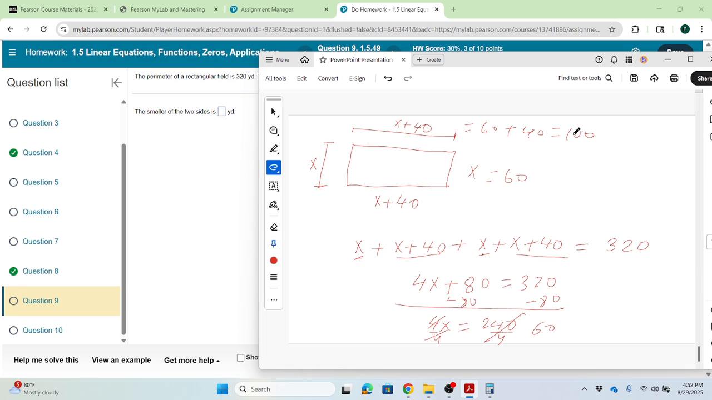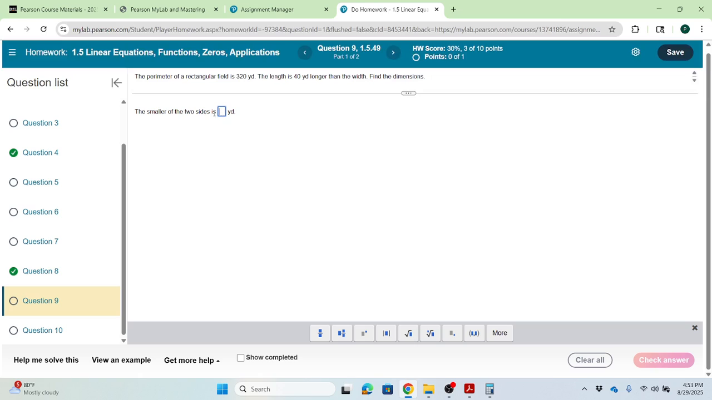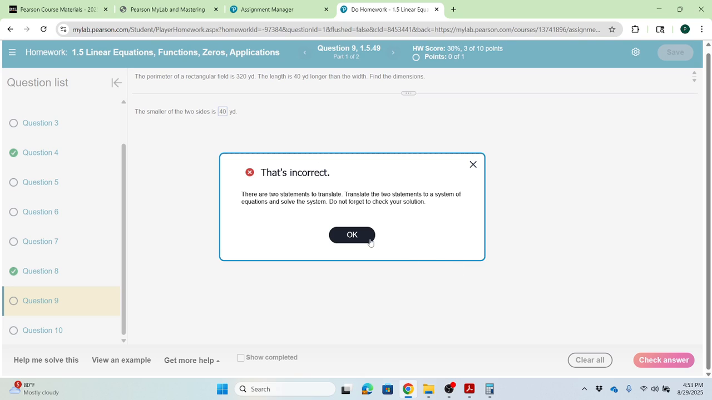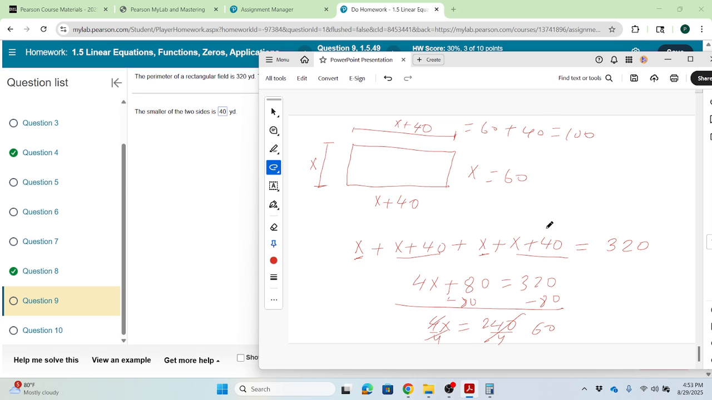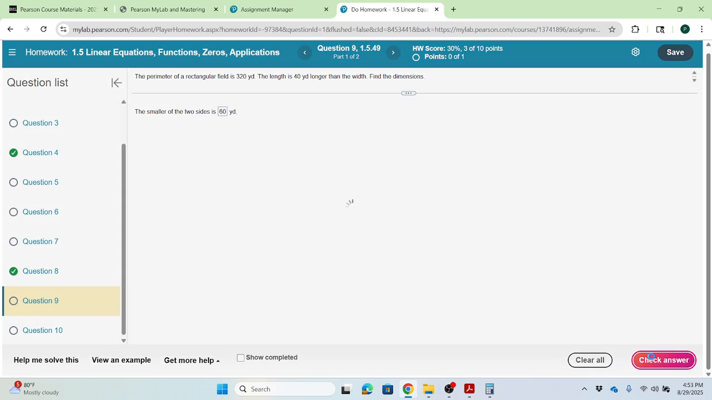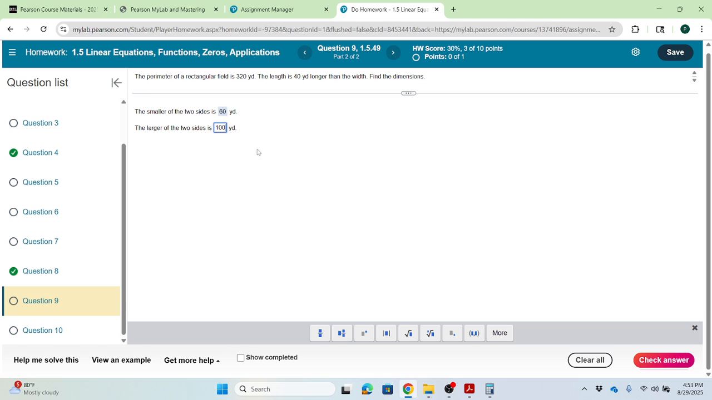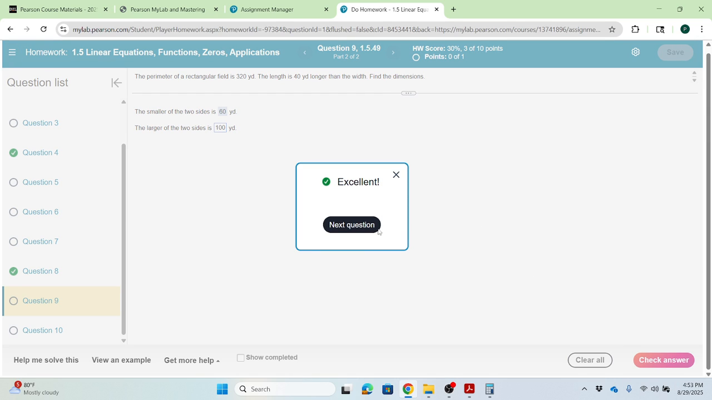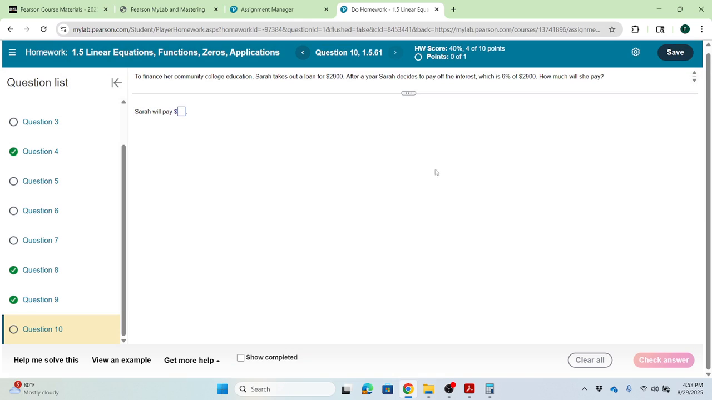So the dimensions would be 40, the smaller one is 40 yards, and then 60 yards, sorry, my mistake, x is 60, the smaller one is 60, and then the bigger one is 100. So it's 60 yards, and the larger one is 100 yards. Okay, so that's the question from this section, and that's all for this section.